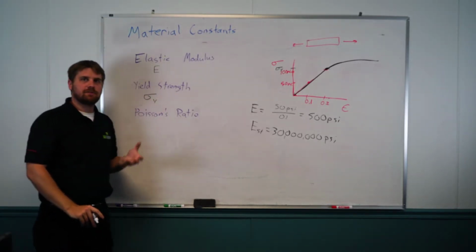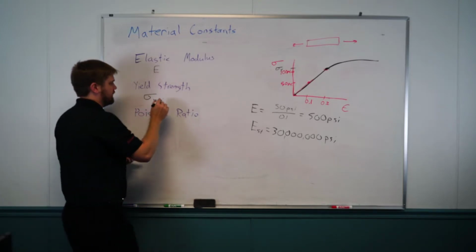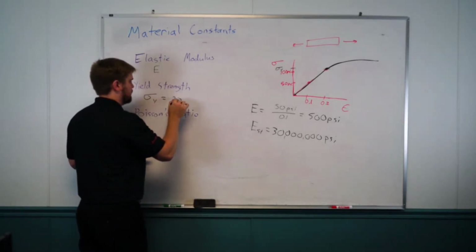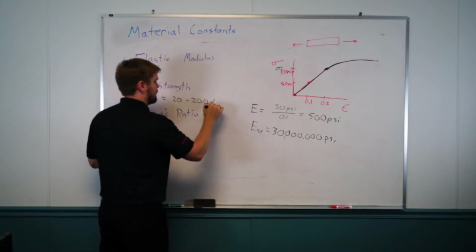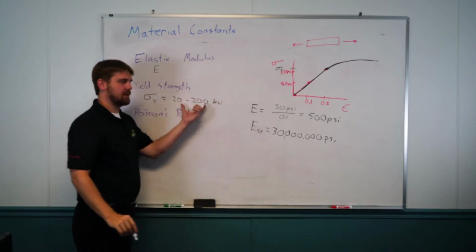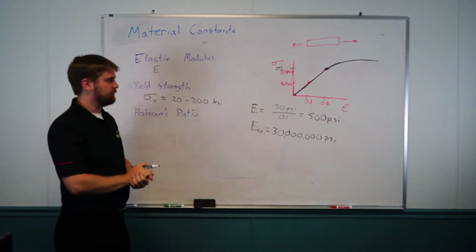For many steels and aluminums, we talked about this in the unit section, you'll see yield strengths somewhere in the ballpark of 20 to 200 KSI. Those are the kinds of pressures it takes to have those materials permanently deform.